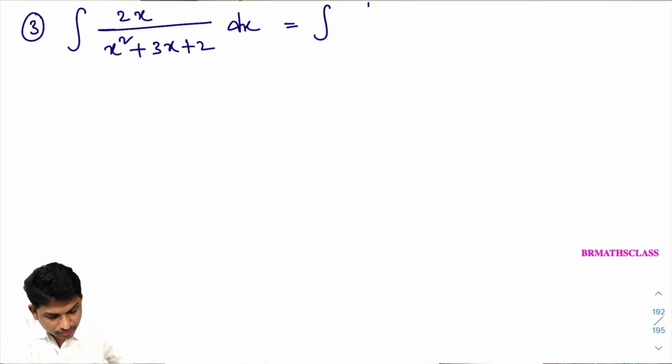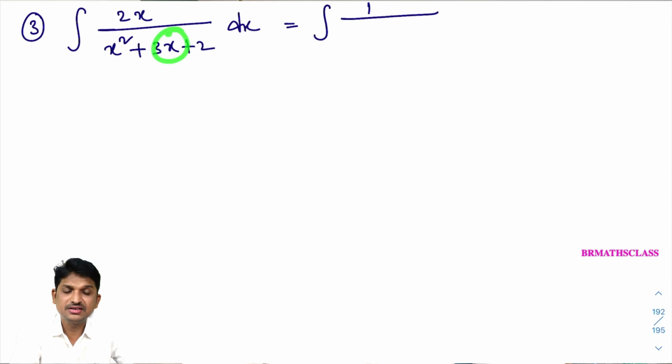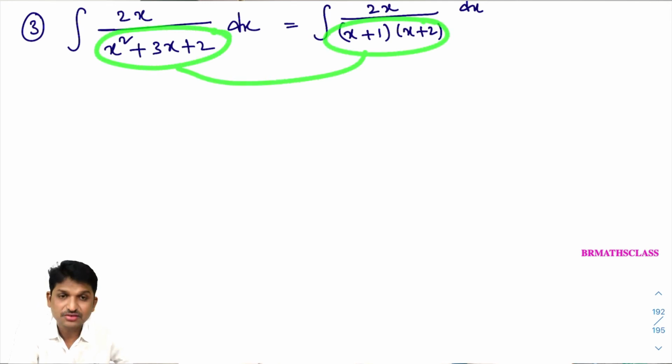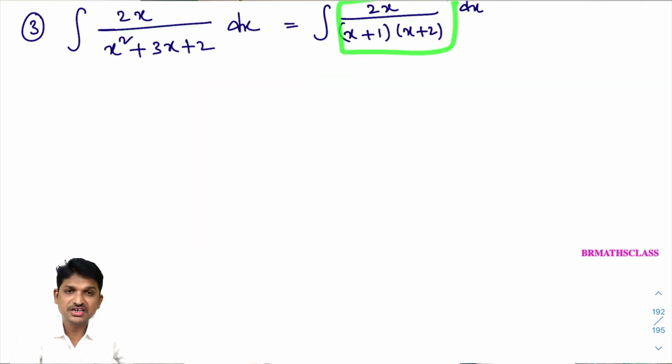Integral of 1 divided by, split the middle term. This 3x, you write it as 2x plus x. Then this can be written as (x plus 1)(x plus 2). Okay. Sorry, in the numerator what is there? Numerator 2x is there. Look here, if you multiply these two, you will get x square plus 3x plus 2 only. Okay, right. So first thing, it is a proper rational function.